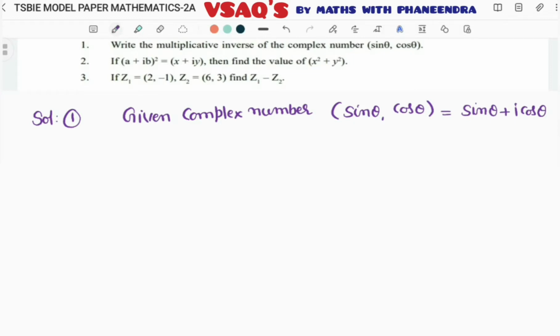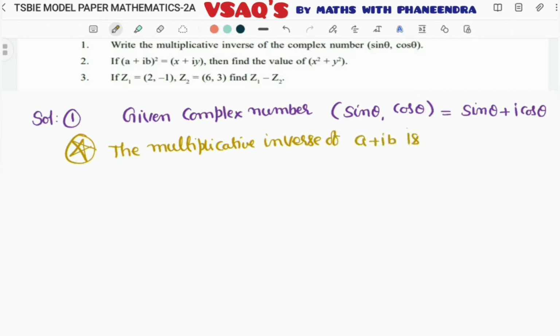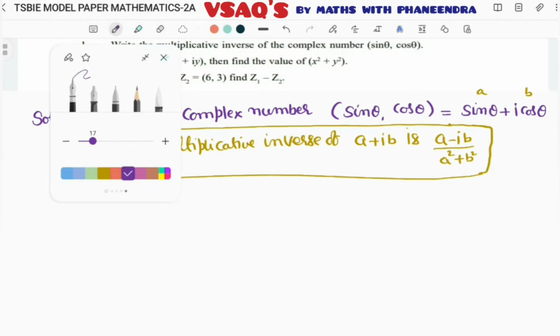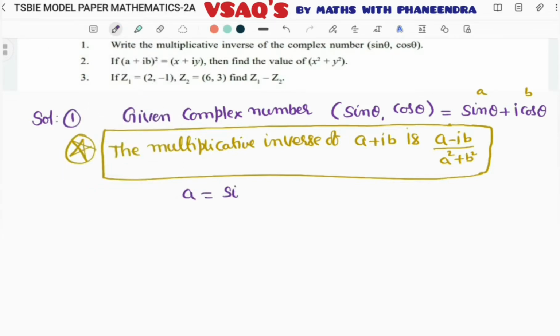So here you remember, make a note. The multiplicative inverse of a plus ib is a minus ib by a square plus b square. So this is the formula we are going to apply. From the given complex number we know that this is a, this is b. So a is equal to sin theta, b is equal to cos theta. Therefore a square plus b square value is sin square theta plus cos square theta. That value is 1, we know from the identities.